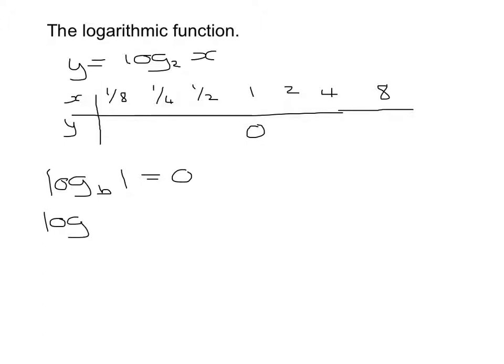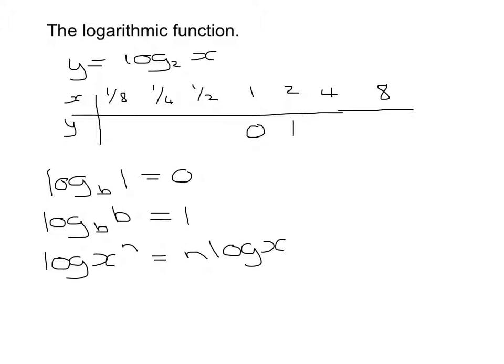The other one, that's really useful, is log to the base b of b is equal to 1. So as we've got log to the base 2 here, log to the base 2 of 2 is equal to 1, so we can put a 1 there. The final rule to remember, and we can really use this, is log of x to the n is the same as n log x. So if we can write these all as powers of 2, then we can find our values.